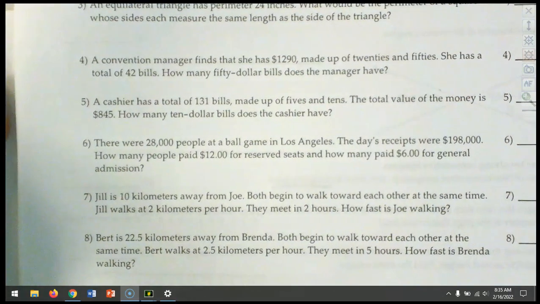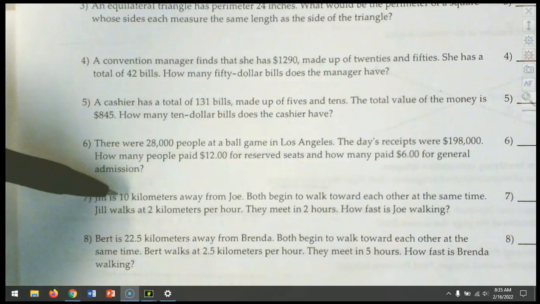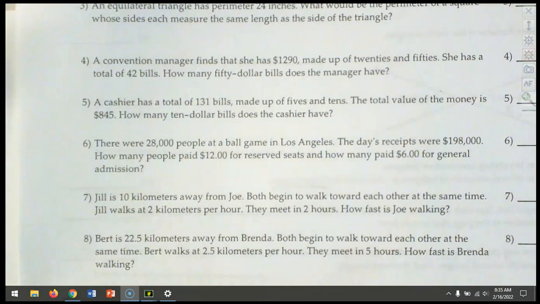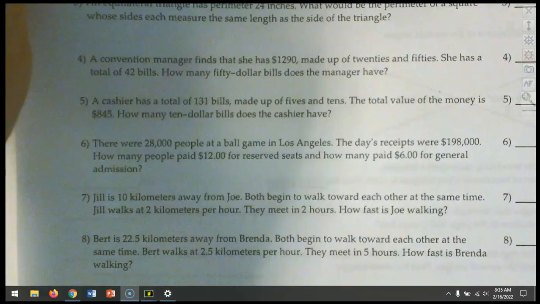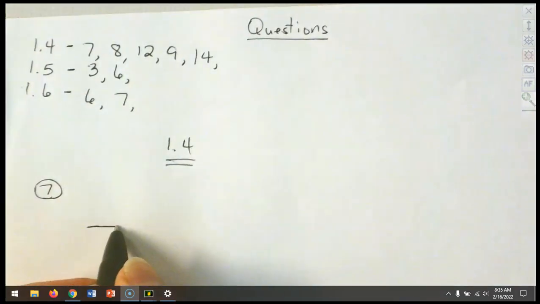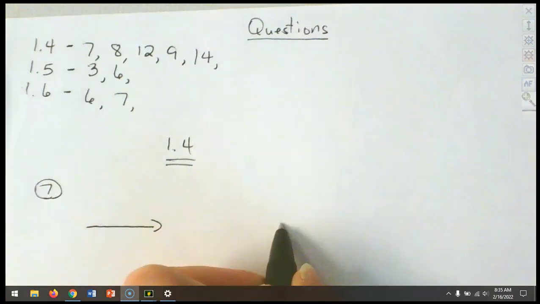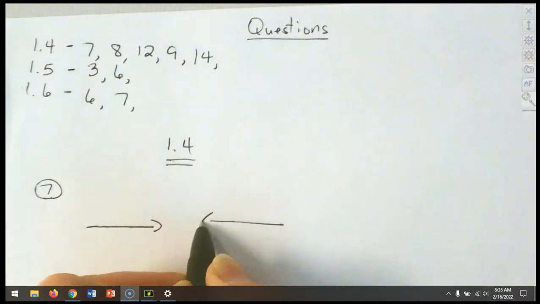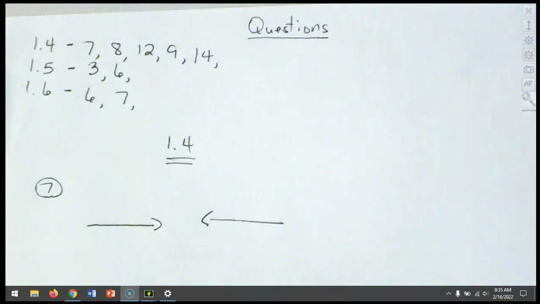So question 7. Jill is 10 kilometers away from Joe, and they begin to walk towards each other at the same time. Jill walks at 2 kilometers per hour, and they meet in 2 hours. How fast is Joe walking? So let's first draw a diagram. What do we know? Well, we know they're 10 kilometers apart, and they're going towards each other like that.